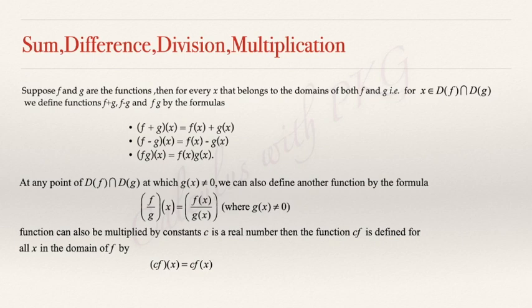A function can also be multiplied by a constant c, which is a real number. Then the function cf is defined for all x in the domain of f by cf of x equal to c multiplied by f of x.